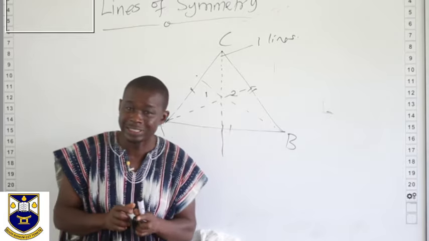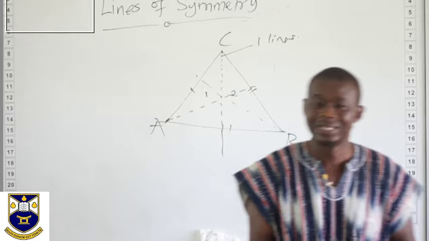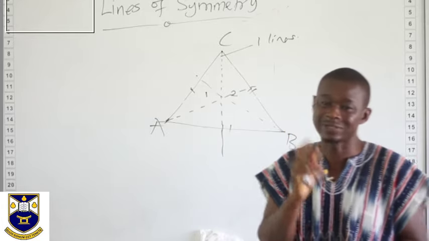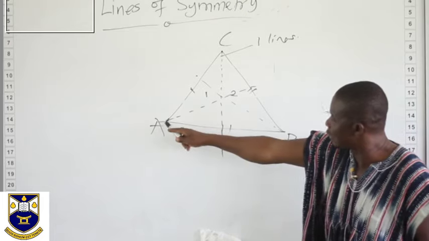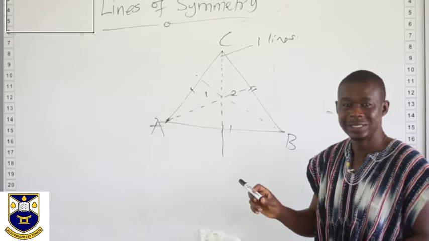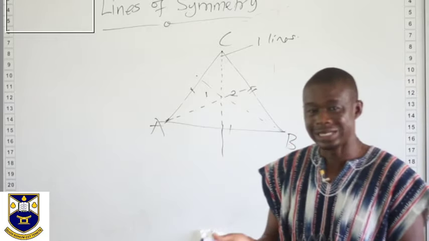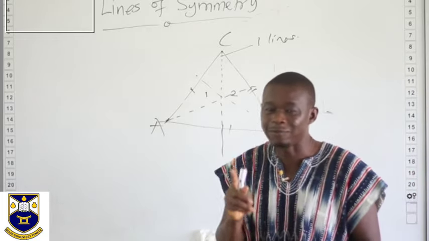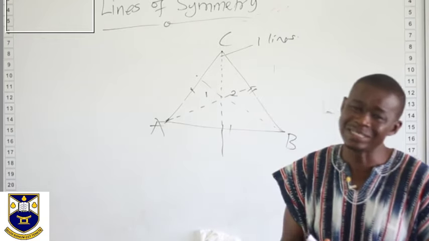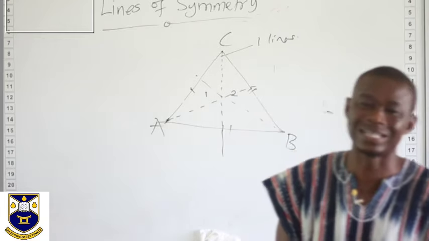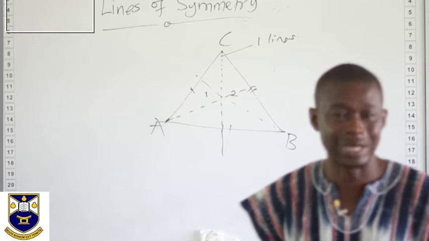So what it means is that when a triangle is an equilateral triangle, it has three lines of symmetry: one perpendicular from C, then one from A, and then B. I hope you are getting it. So we said that a triangle can have one or three. So it means that there is no triangle that has two lines of symmetry. Is that true? I hope you can verify.